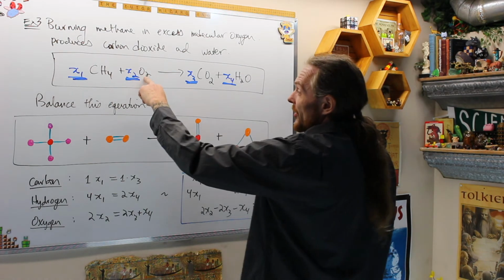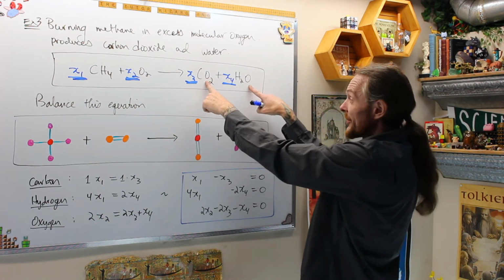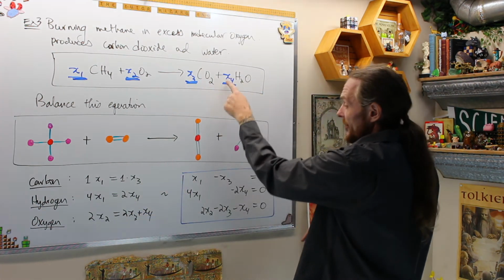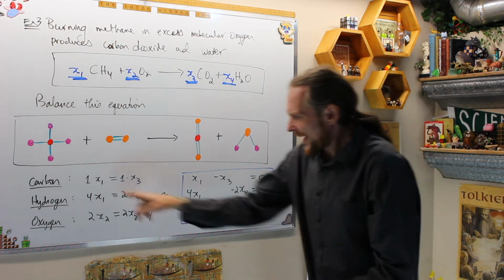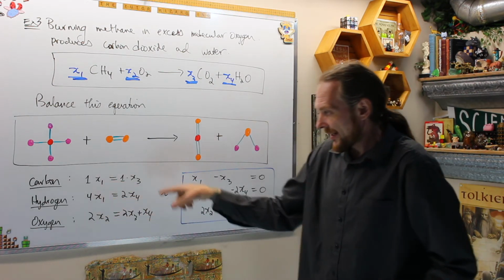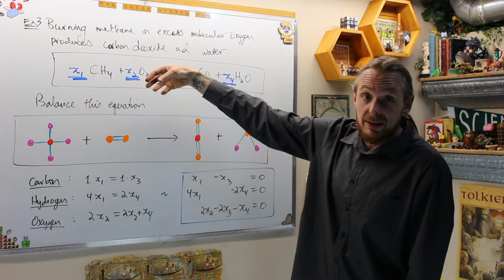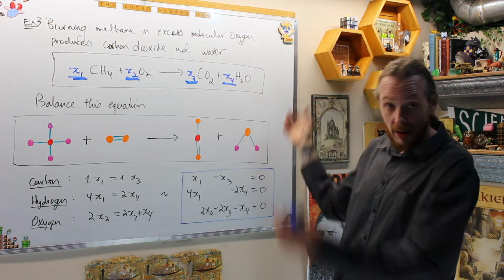Oxygen has to have 2 oxygens here multiplied by x2, and then we have oxygen in both terms here, so we have 2 oxygens times x3, and 1 oxygen times x4. This is where I get these need to be the same. The x1, x2, x3, and x4 are the amounts of methane, the amount of molecular oxygen, the amount of carbon dioxide, and the amount of water that we want on both sides.